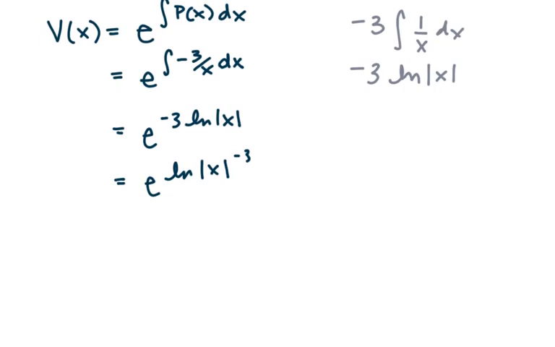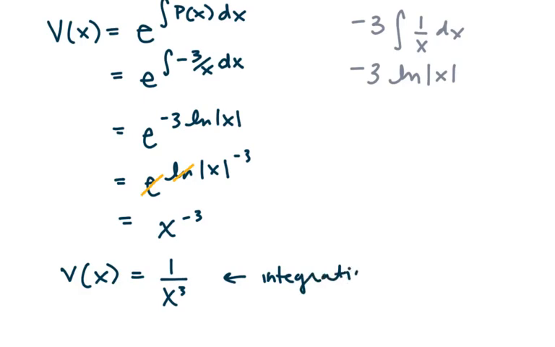What we know is when you exponentiate a log and they're the same base, the base and the logarithm will cancel, and I'll just end up with x to the negative 3, or we could say v of x equals 1 over x cubed. So this is what I'm going to use as my integrating factor.